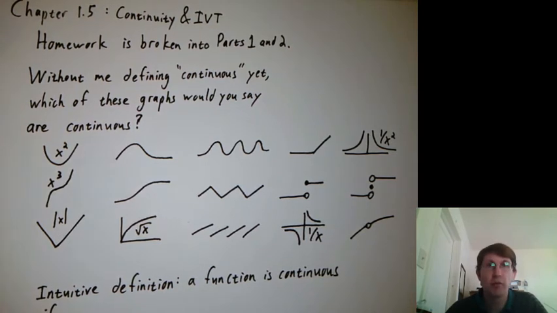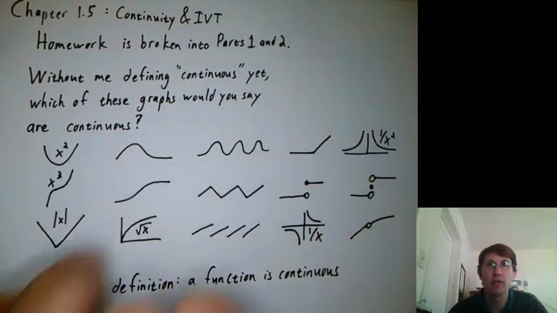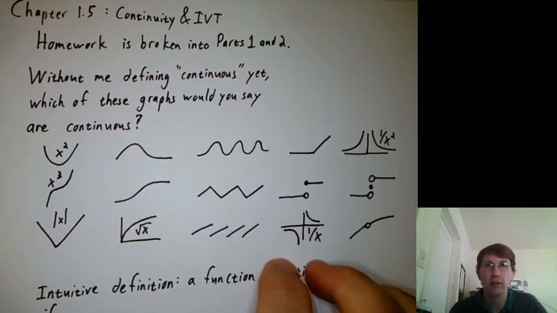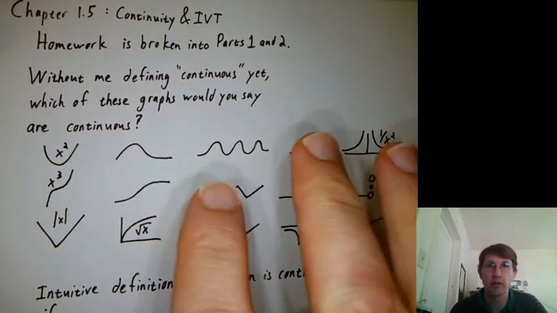All right, let's do chapter 1.5, which is about continuity and the intermediate value theorem, IVT. The homework is broken into two parts, creatively called part 1 and part 2, and so the class videos are broken into two parts, so we're going to start part 1 now.